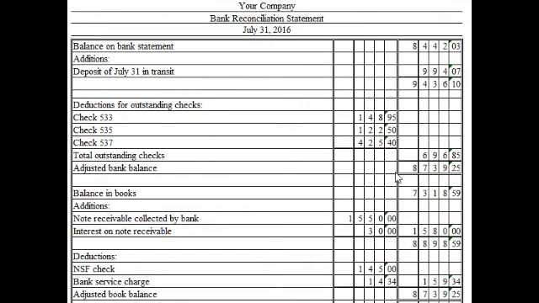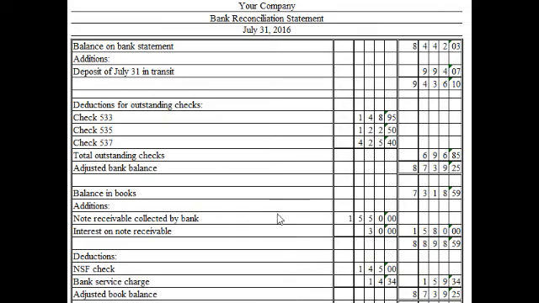Then we have the adjusted bank balance. This amount should equal my adjusted book balance. So what should I adjust on my book? Well, we're going to start with my book balance.